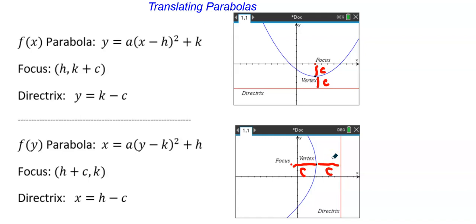In this case, c is negative because it's opening to the left. Left and down are negative directions. Just to remind you, I think you know this, but a equals 1 over 4c. It's been a little while since we've done parabolas. In fact, if you want to use this formula, this is also valid: c equals 1 over 4a. So those apply to both types of parabolas.